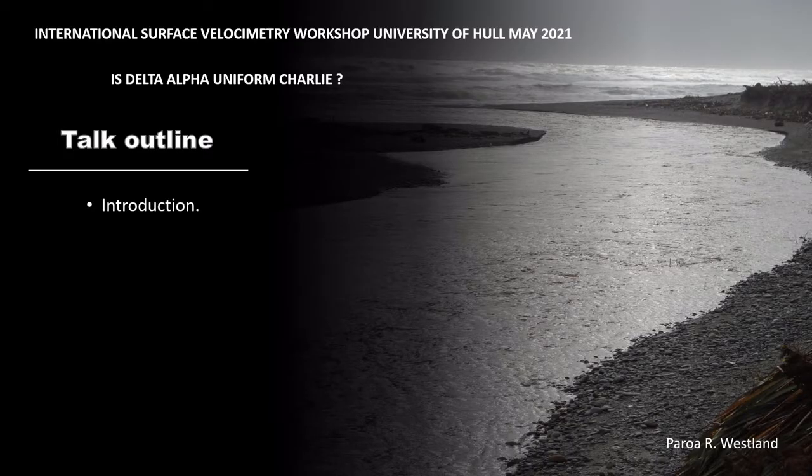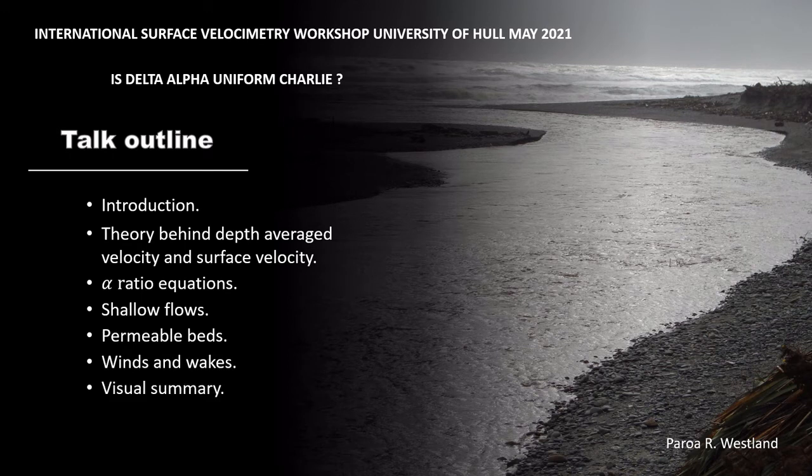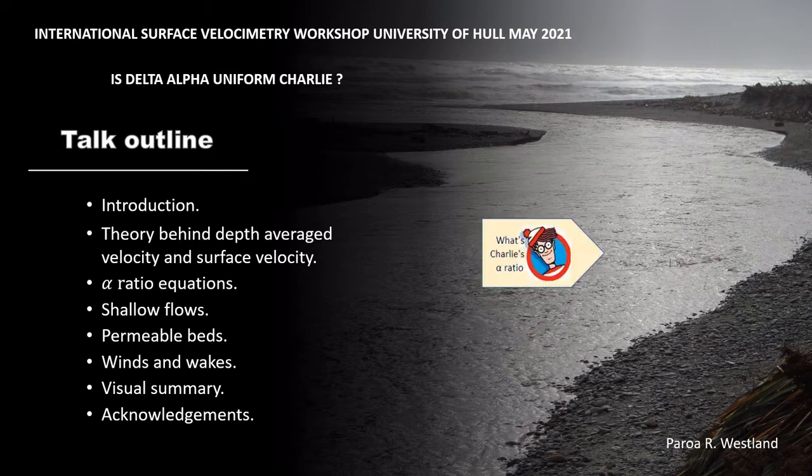We'll start the talk by looking at some of the theory behind the alpha ratio equations, and we'll look at the situations where alpha ratio may vary. We'll end up with a summary visually presented. We have here the Pararoa River on the west coast of the South Island of New Zealand, and I wonder what the alpha ratio might be in this river.